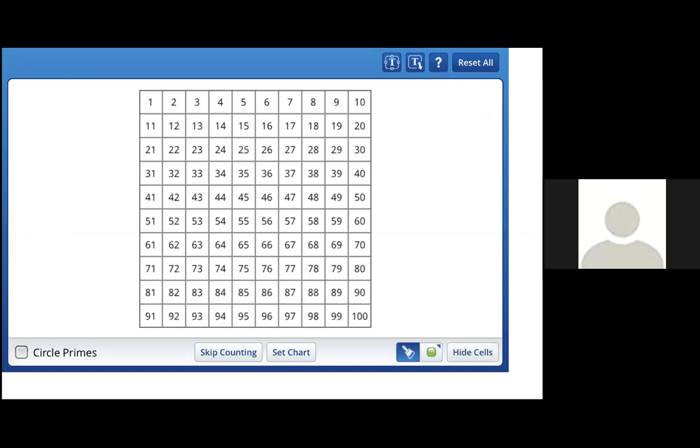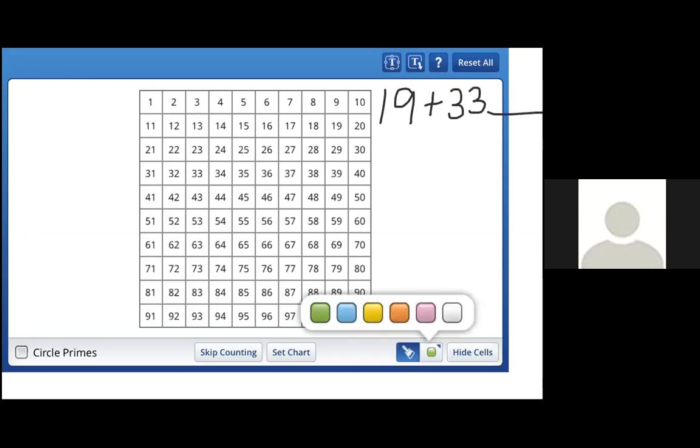The next problem we're going to do is 19 plus 33. So again, I'm going to find the number 19 on my hundredths chart. Tell me when you see it. I see it too. There it is. And now we're going to count on 33 more. Now this is different because we've got two two-digit numbers. So we need to count on some 10s and some 1s.